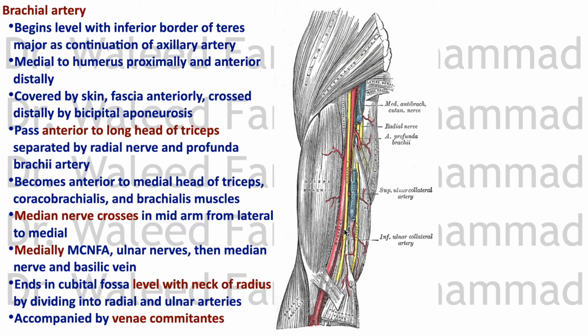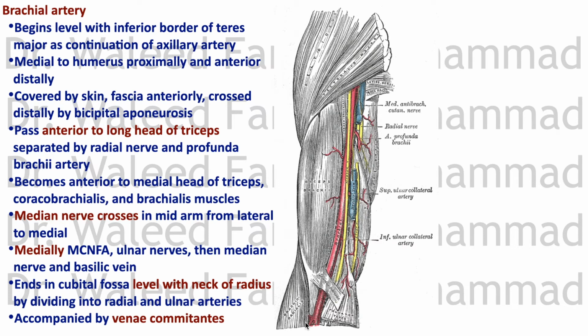Take care of this info because you will be asked about the relations of the median nerve to the brachial artery in different parts of the arm: upper arm, mid-arm, and lower arm. Medial to the brachial artery are the medial cutaneous nerve of the forearm and the ulnar nerve. Remember, instead of the medial cutaneous nerve of forearm and ulnar nerve, there was the medial cord, in relation to the axillary artery, proximally. It ends in the cubital fossa by dividing into radial and ulnar arteries.